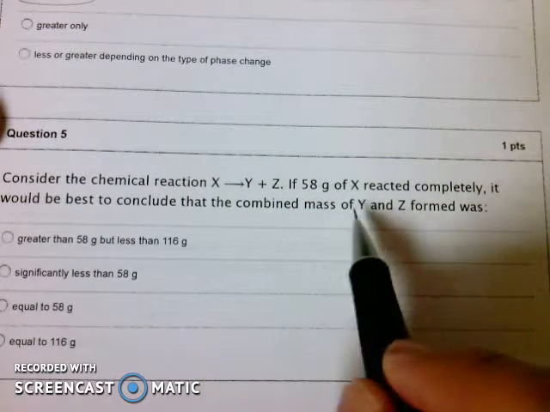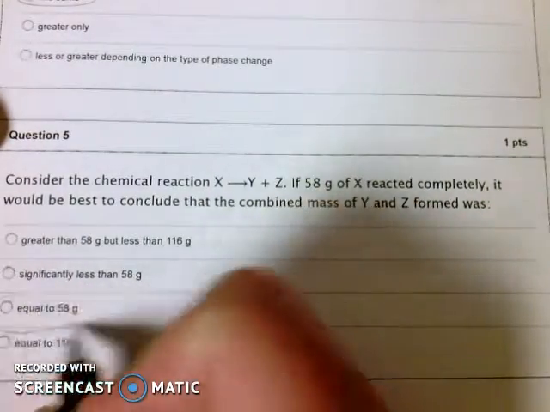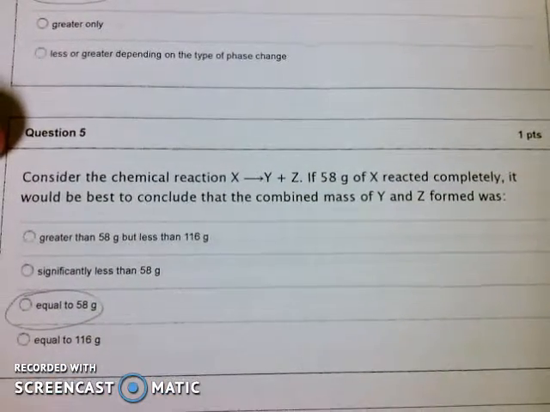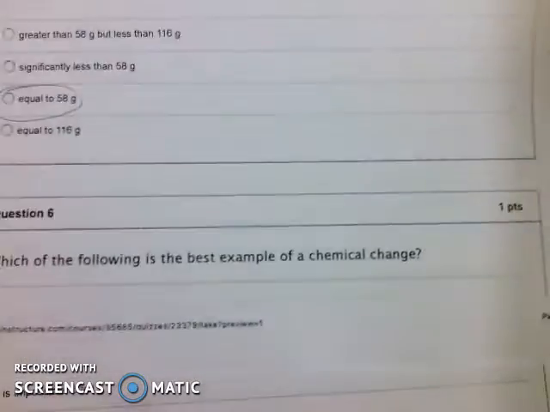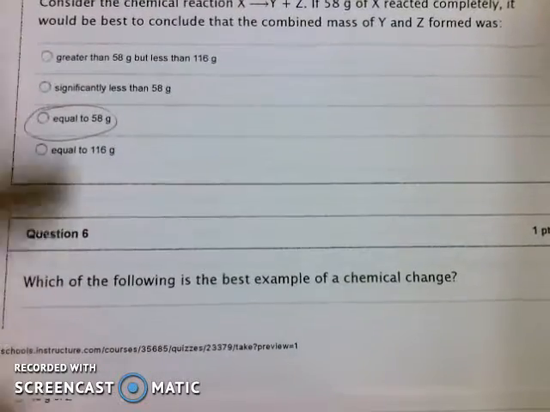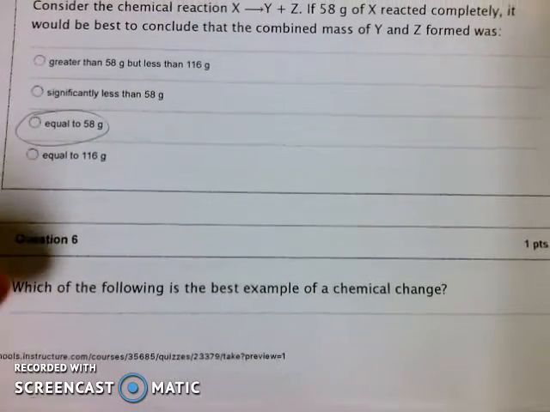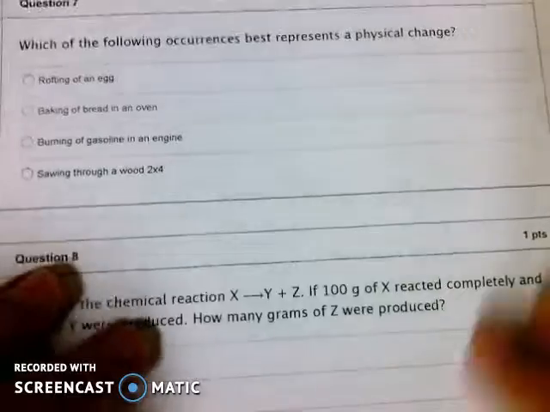The combined mass means it's also equal to 58 grams. Law of conservation of mass. All right, that was simple. Number 6, we've got part of it right here, and then part on the other page. Which of the following is the best example of a chemical change? Let's look at our options on the next page.